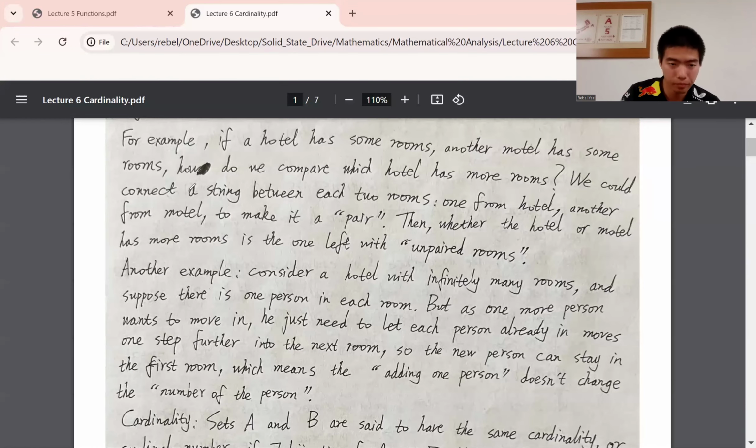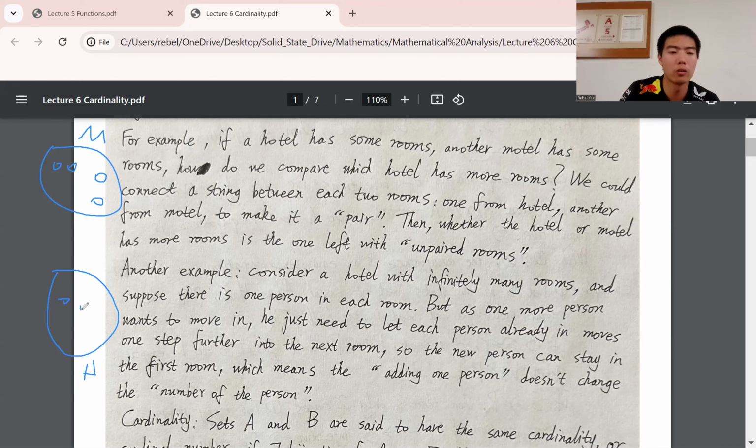For example, here is a hotel. This is the hotel, and this is the motel. It has 1, 2, maybe I don't want to count here. And the hotel has this many rooms. To say which one has more rooms, we just connect a string with each two rooms. We connect this two, and we connect this two.